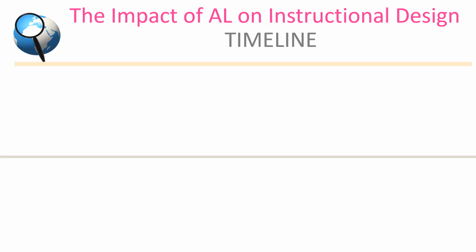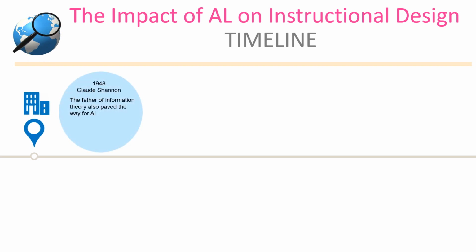So I thought it would be fun to put a little timeline together. I picked a couple of dates that seemed interesting to me. In 1948, Claude Shannon, the father of information theory, also paved the way for AI. He designed Boolean logic gates, and it's still used in web searches: and, or, and not.